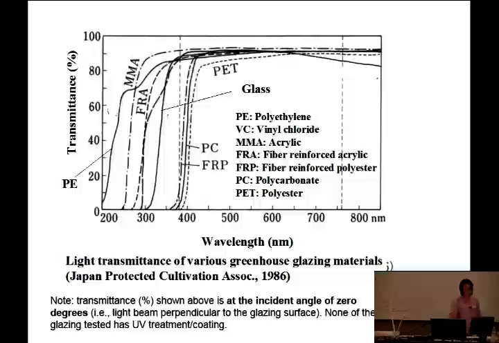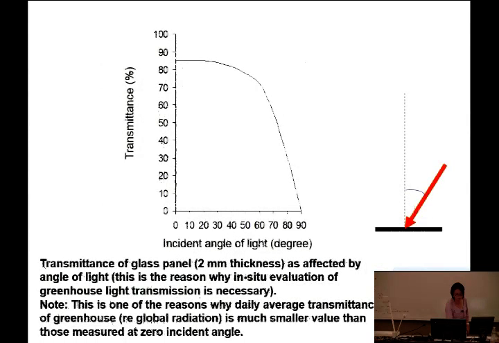PE itself, untreated PE, polyethylene, which is the most commonly used glazing material, transmits UV very highly, okay? However, most PE is coated or has some kind of treatment to protect from UV radiation. Therefore, if you use PE film for glazing, in most cases you don't have that high UV transmission. Okay, so this graph is a little bit confusing, but that's the original material information.